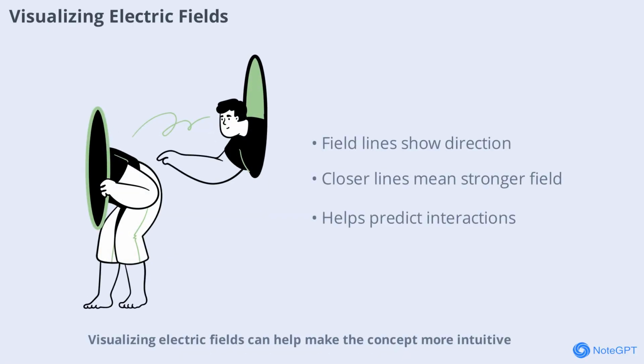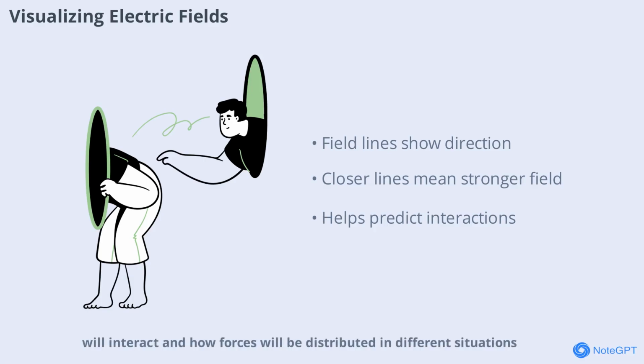Visualizing electric fields can help make the concept more intuitive. Field lines are used to represent the direction and strength of the field around a charge. The closer the lines, the stronger the field. These visual tools make it easier to predict how charges will interact and how forces will be distributed in different situations.